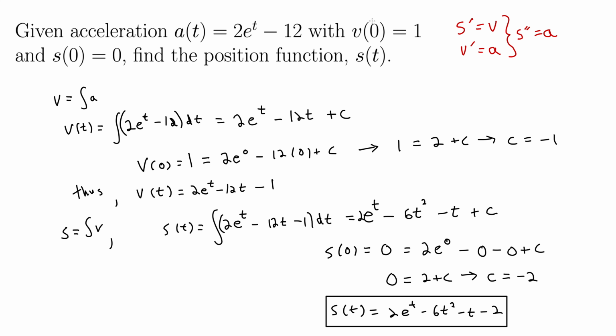We have two little data points of velocity at a certain time and position at a certain time. And we use that along with the acceleration to solve for a position function. And what this position function would give us is where the particle is at any time t in the future.